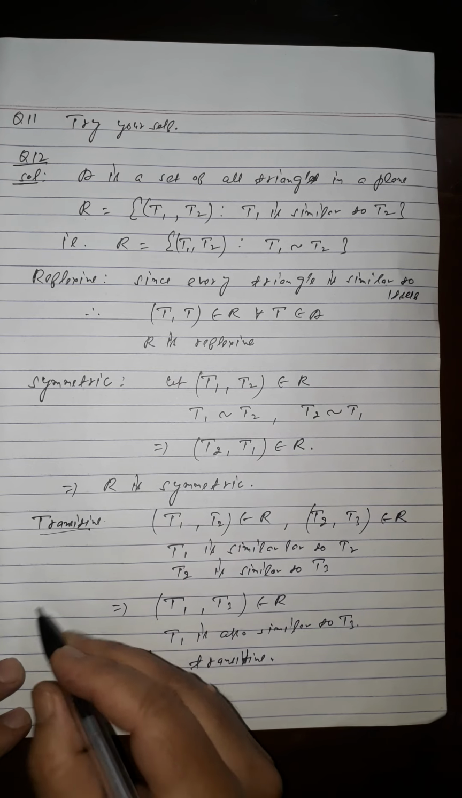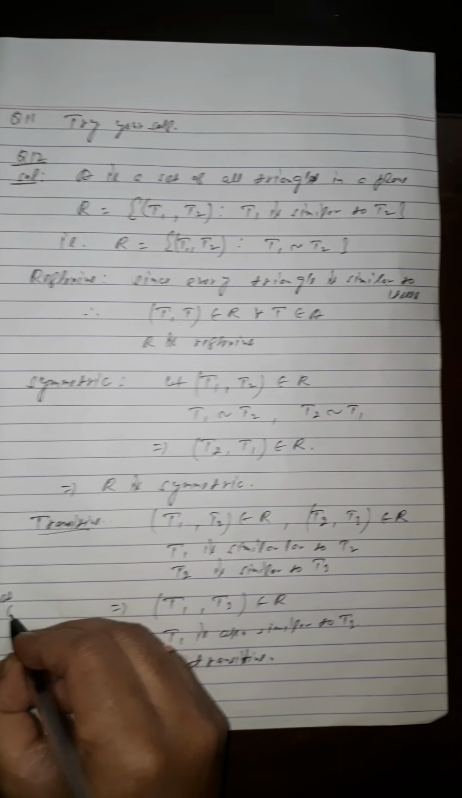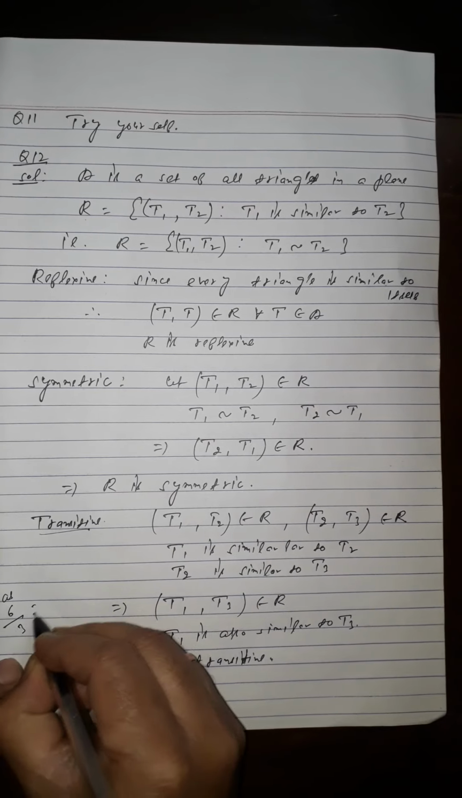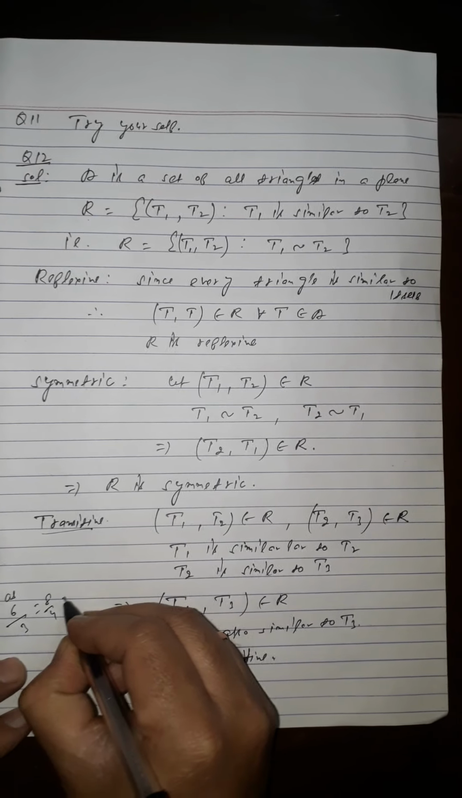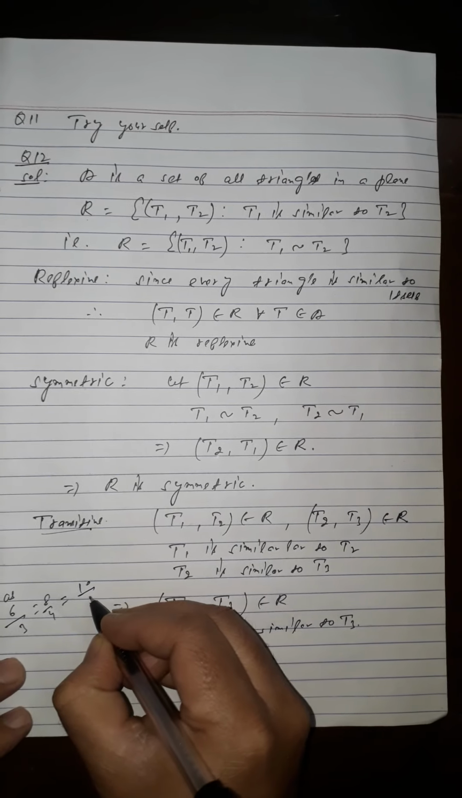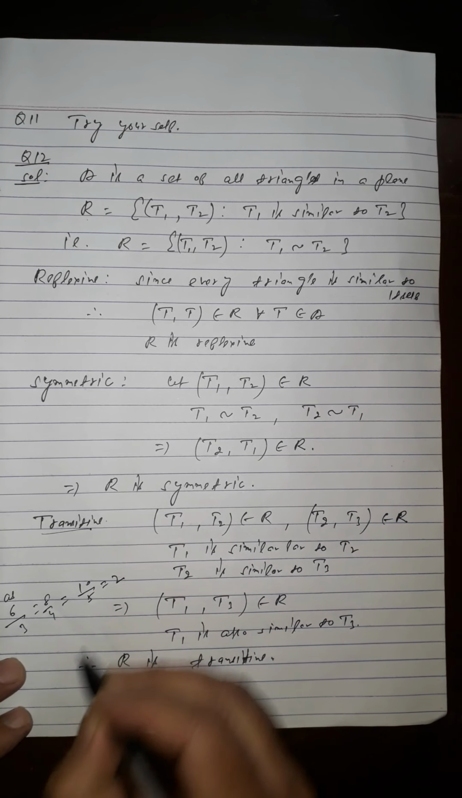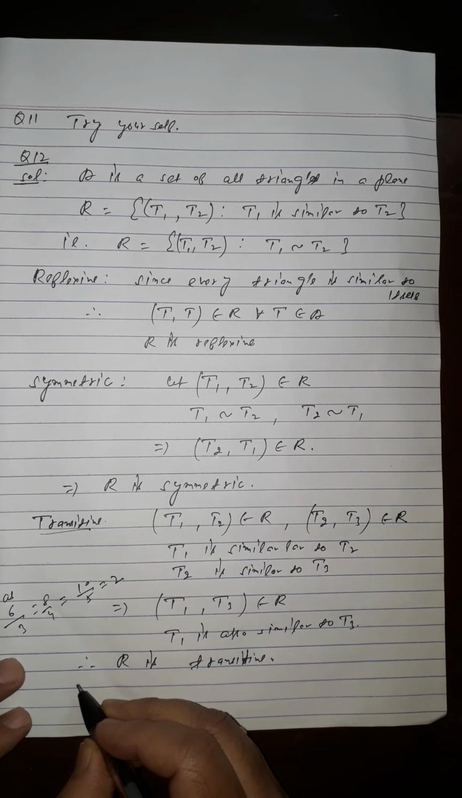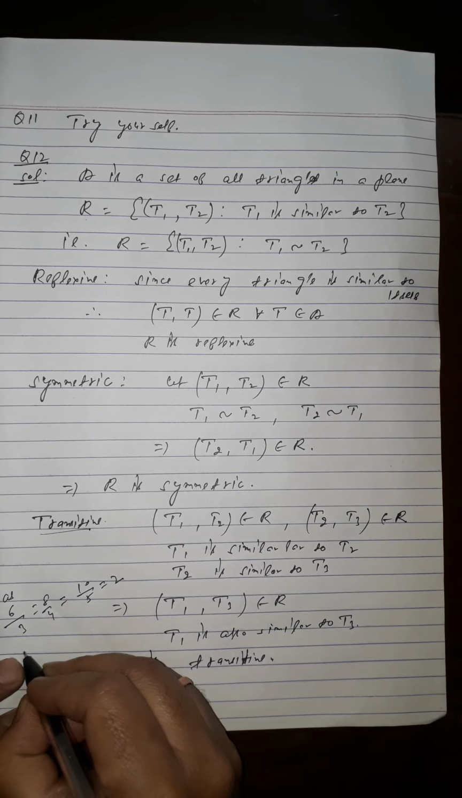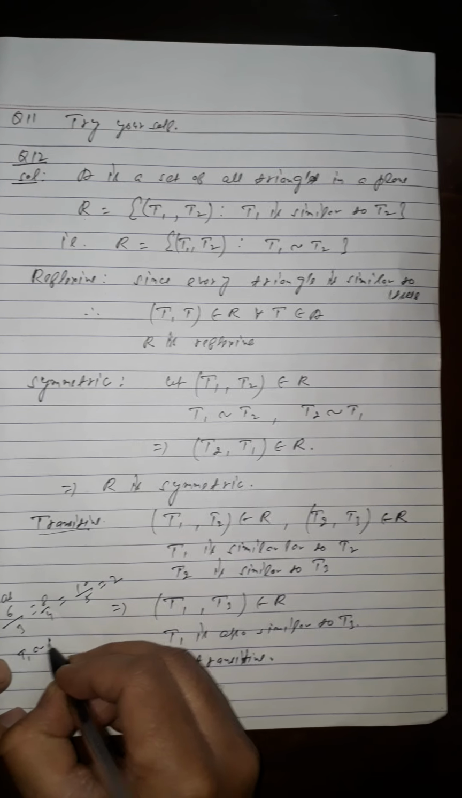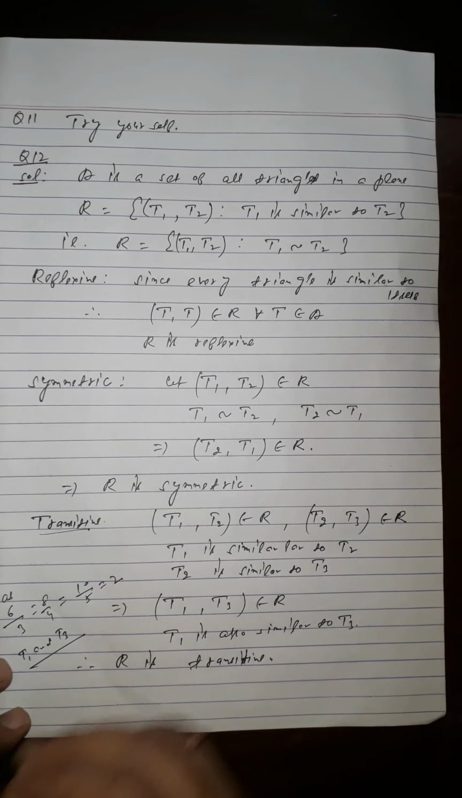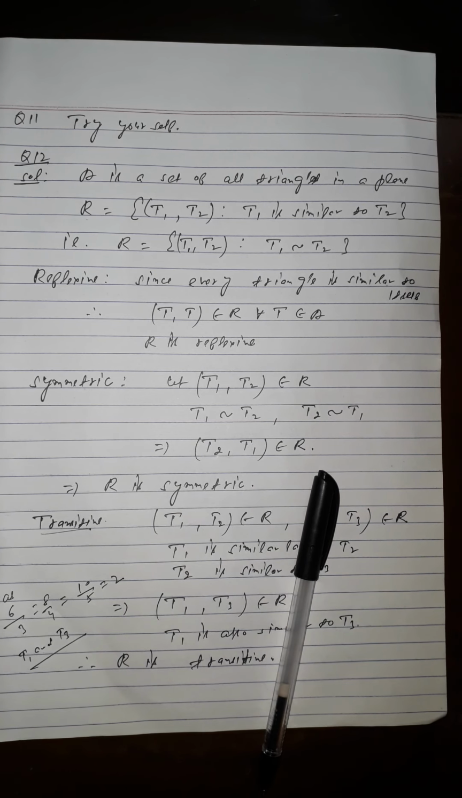Now students, what you can see is that 6 upon 3 is equal to 8 upon 4 is equal to 10 upon 5, that is equal to 2 each. Therefore triangles T1 and T3 are similar. So that is why we can use the definition and very easily we can solve this type of question.